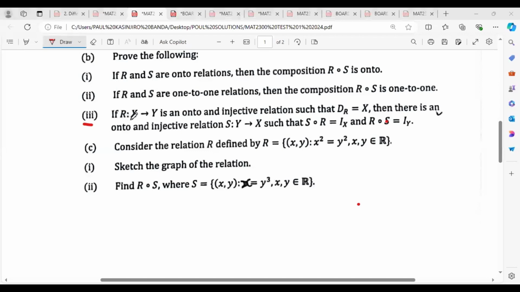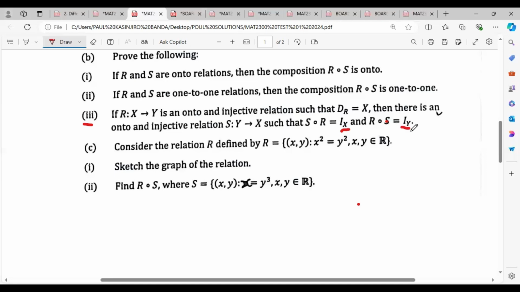So they're saying if we have a relation R that maps X to Y, and this relation is onto and injective, such that the domain of that relation R is the whole set X, then we must prove that there exists an onto and injective relation S, which maps Y to X, such that the composition S of R is the identity on X, and the composition R of S is the identity on Y.